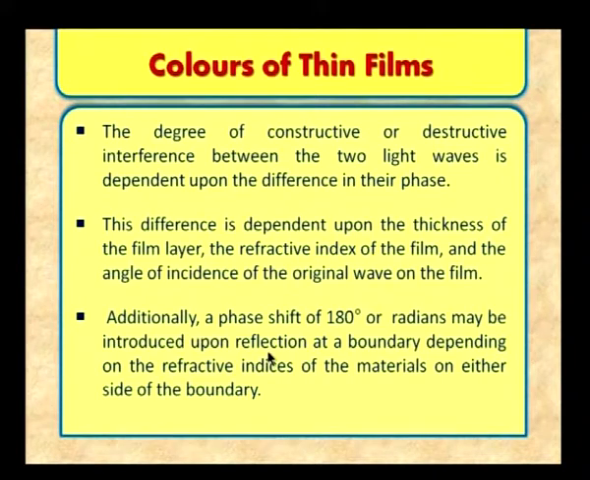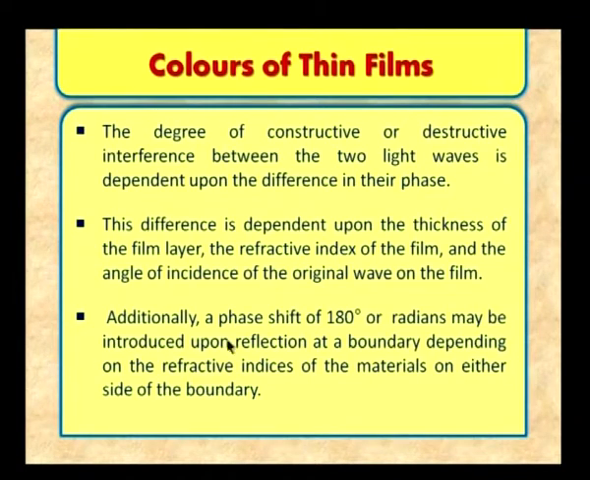Additionally, you should know by now, as I told you, when a light ray coming from a rarer medium is incident on a denser medium, it will undergo a phase change of 180 degrees. That should be kept in mind when we proceed further. Additionally, a phase shift of 180 degrees or pi radians may be introduced upon reflection at a boundary, depending on the refractive indices of the materials on either side of the boundary. This is what I told you just now.